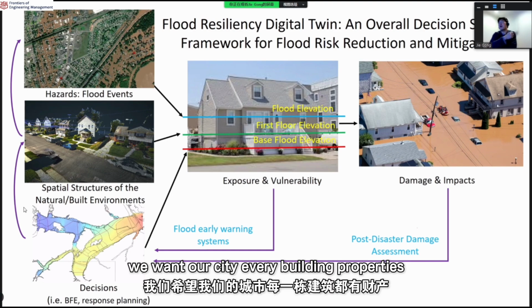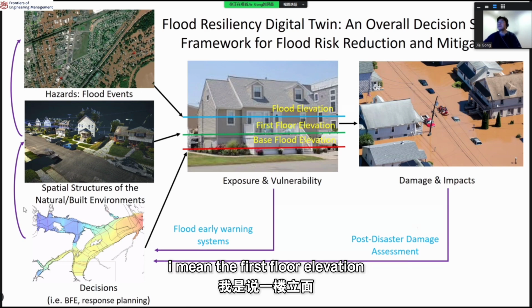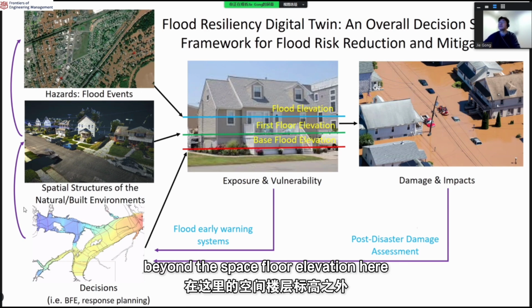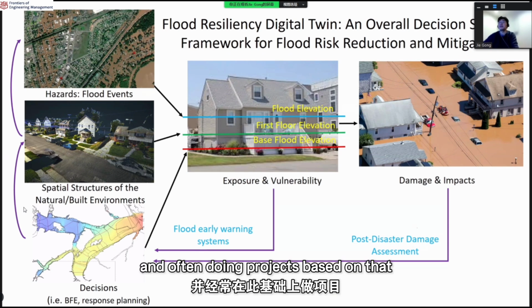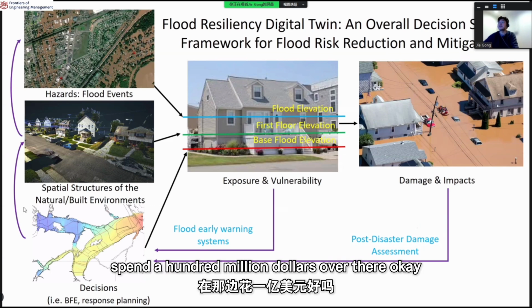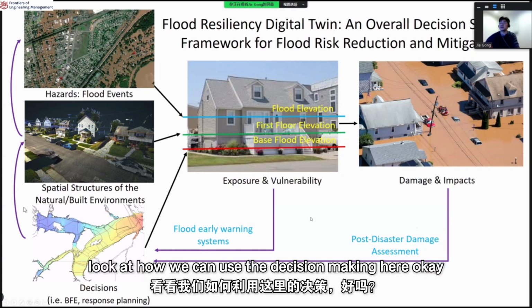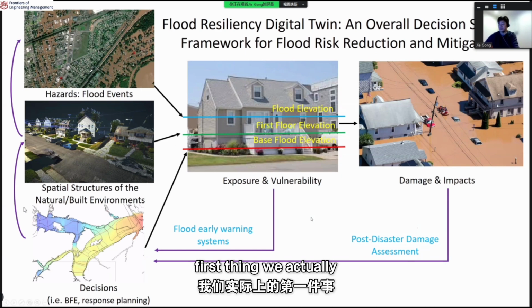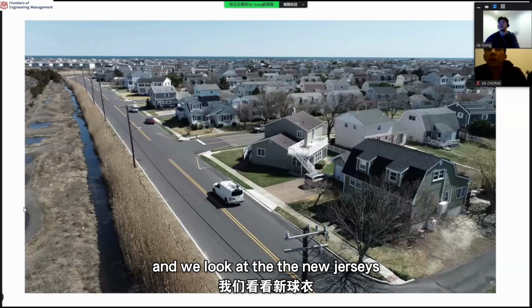They are always saying we want every building property in our city to have at least a first floor elevation beyond this base flood elevation here. And then they often do projects based on that, elevating the homes across the entire region, spending hundreds of millions of dollars over there. Okay, so we can look at how we use this in decision making here. The first thing we started doing is digitizing entire cities. We look at New Jersey's.